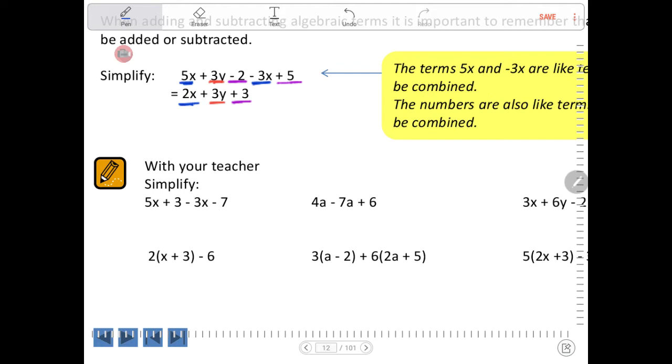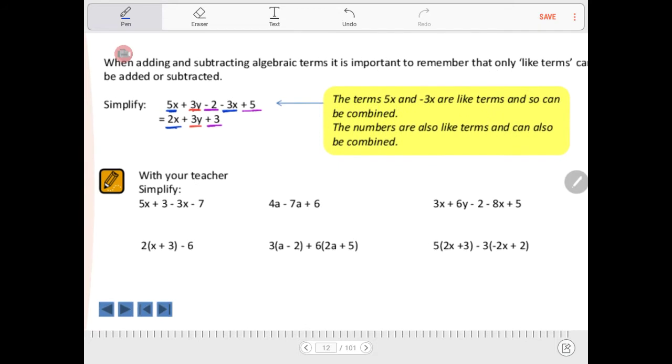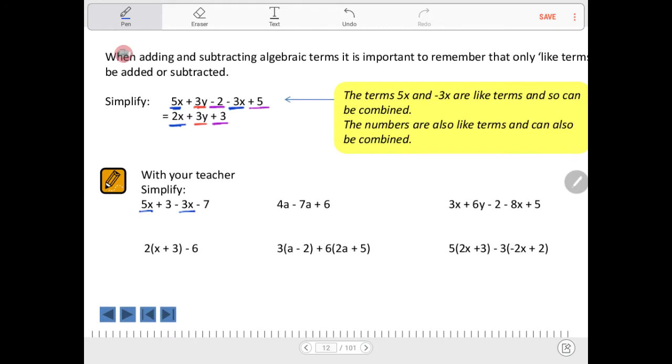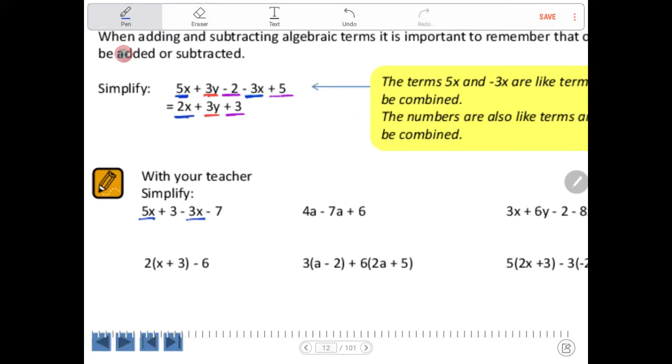So, the examples down below, you could have a go at those now. Pause the video and then we'll do them together. Okay, so I'll have a go at them. Right, so quite similar to start with here. We've got a 5x and a negative 3x. Okay, so 5x take 3x gives 2x.